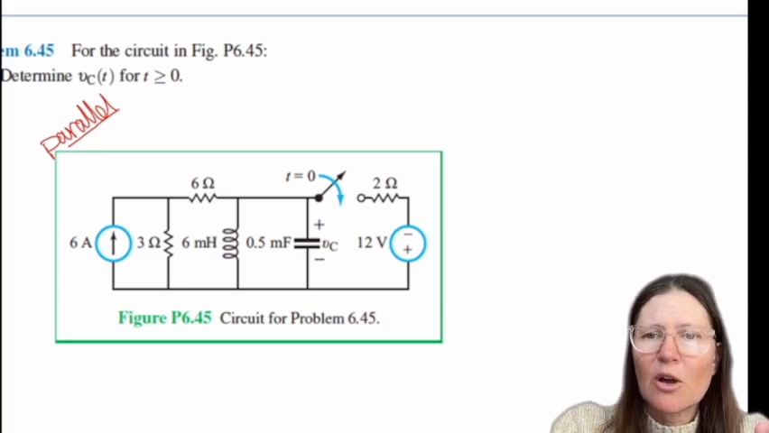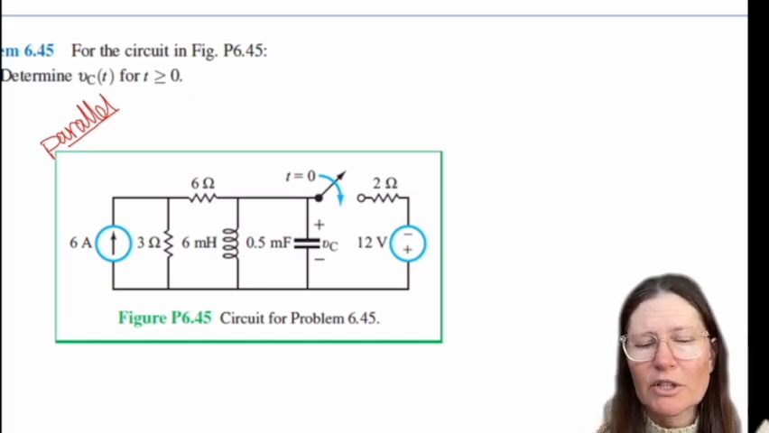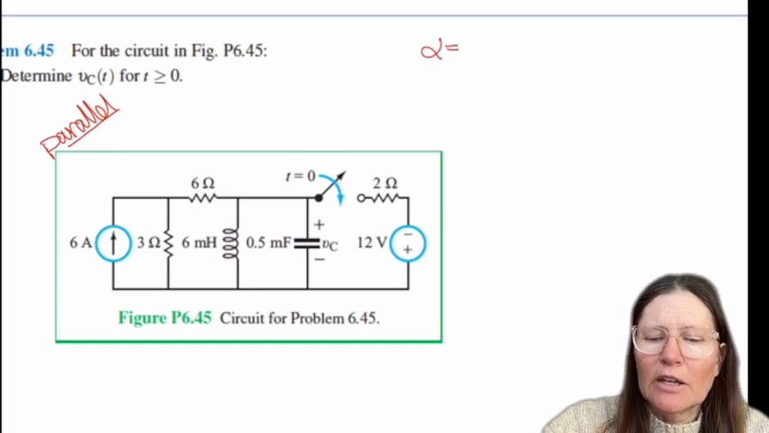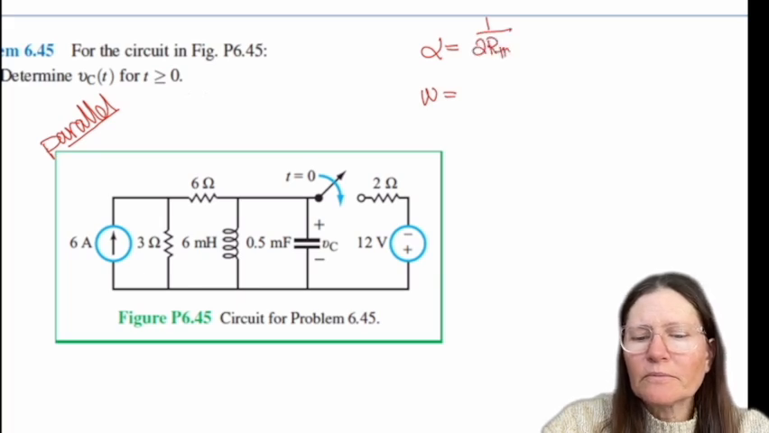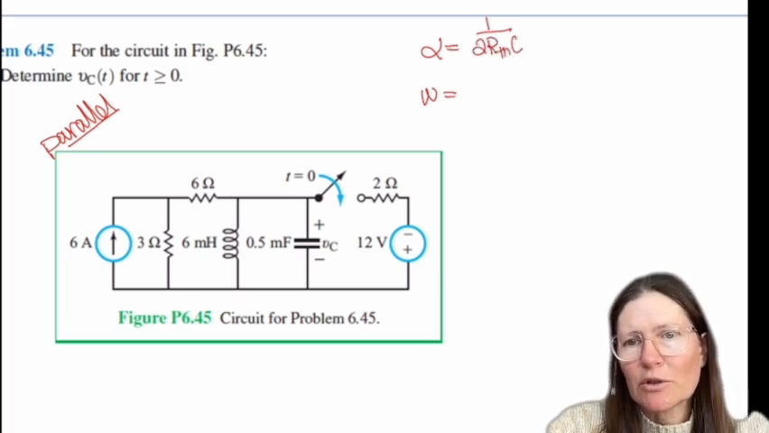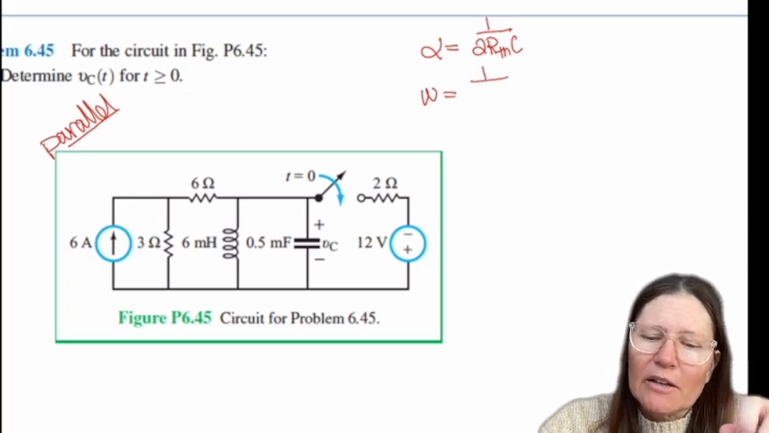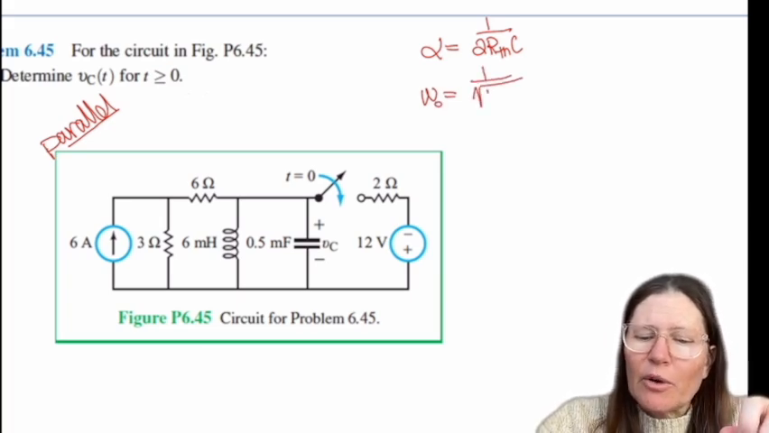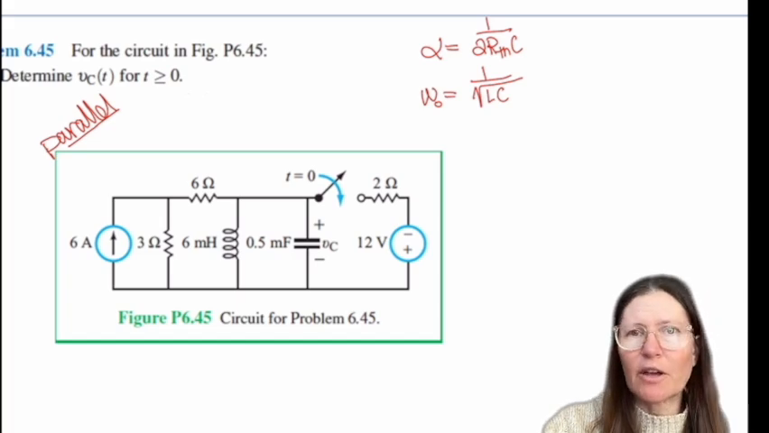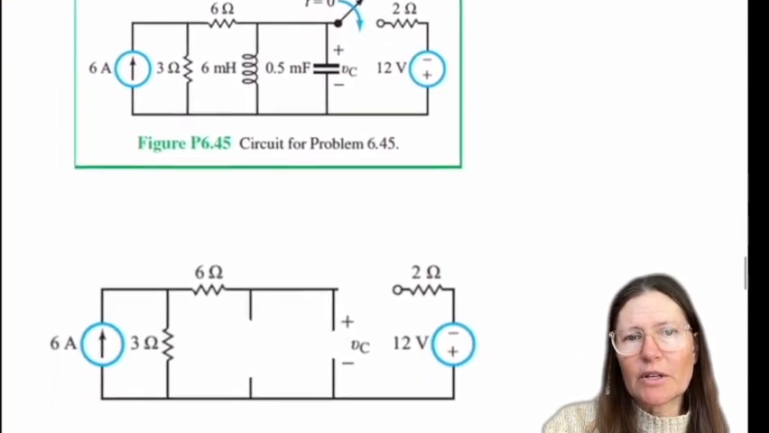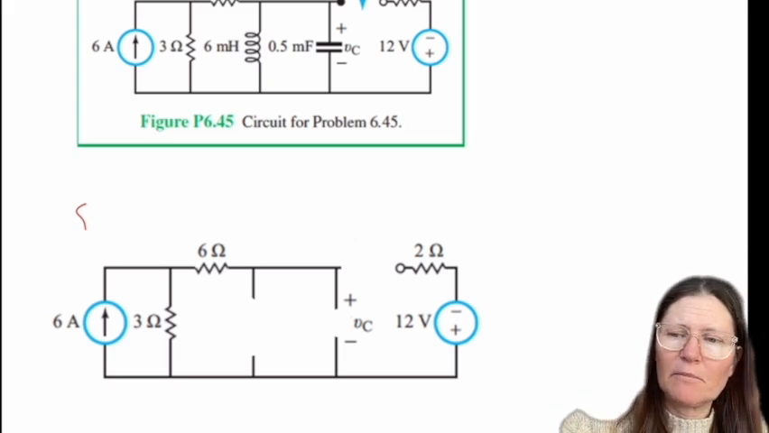To determine which characteristic we have, critically damped, underdamped, or overdamped, we need to find alpha and omega naught. Alpha for a parallel form is 1 over 2 times R Thevenin times C, and omega naught is 1 over the square root of LC. Taking that, we have to find the Thevenin resistance equivalent, and so again, final state, t equals infinity.